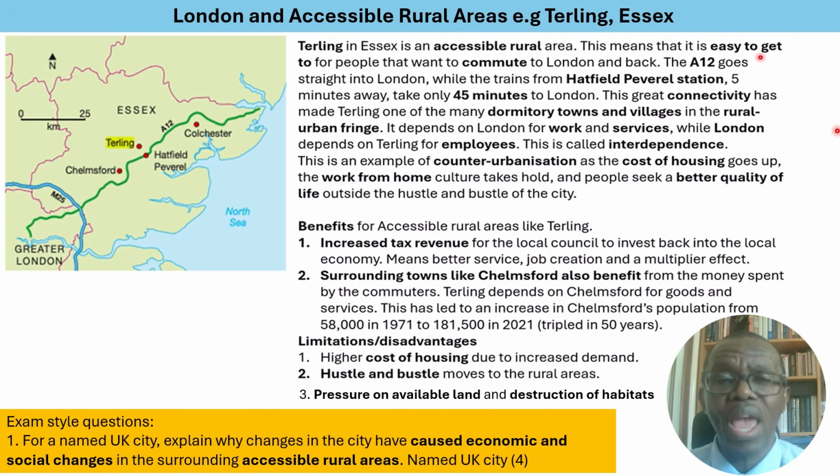The other thing that makes Terling quite accessible is Hatfield Peveril Station, which is just 5 minutes away. And from that particular station, it takes only 45 minutes to get into London, which makes it quite accessible. So this is great connectivity and has made Terling one of the dormitory towns or villages in the rural urban fringe.